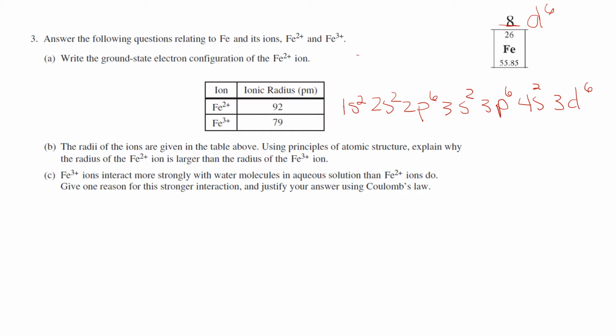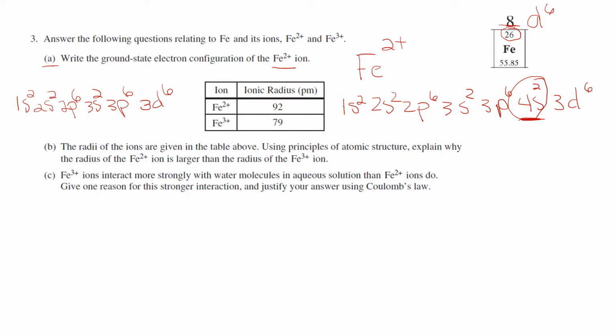Since I am looking at the Fe 2+ ion, I'm losing 2 electrons. I would start with 26, and let's just double check. 2 + 2 is 4, + 6 is 10, + 2 is 12, 18, 26, okay? And I'm going to lose them from the highest energy level, which would be this 4th energy level. So I'm going to get rid of those. So the electron configuration for the ion would be 1s2, 2s2, 2p6, 3s2, 3p6, 3d6. So that solves A for us.